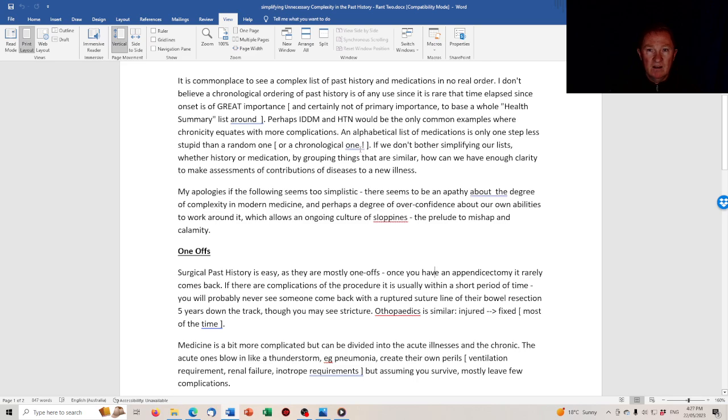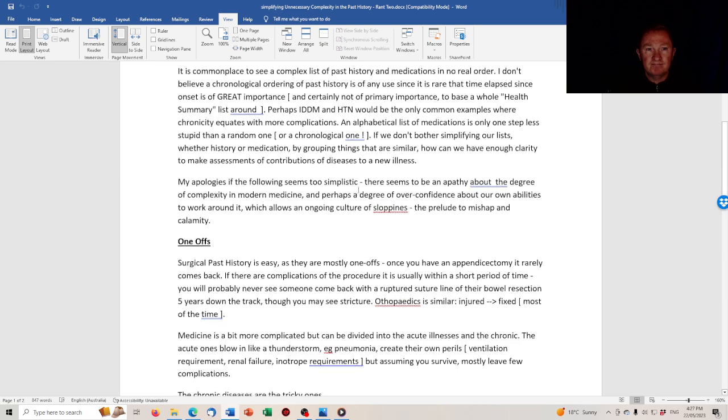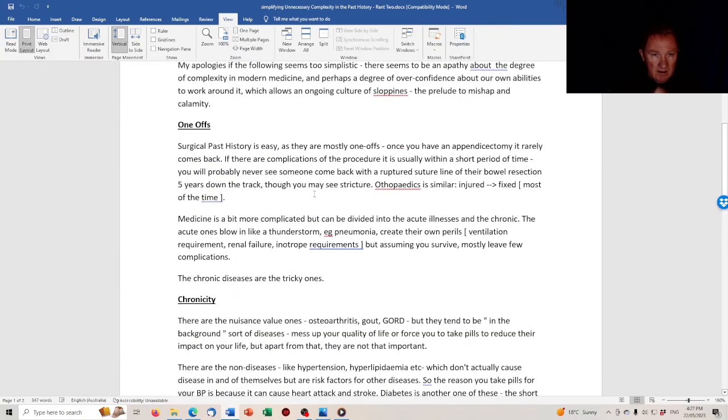Yeah, there's apathy about the degree of complexity in modern medicine, which allows all of this stuff to go on. I don't know whereabouts in the world you are, but there's a sloppiness about how this stuff is dealt with, and we need to start becoming a bit more ordered and organized in the way that we think about these things.